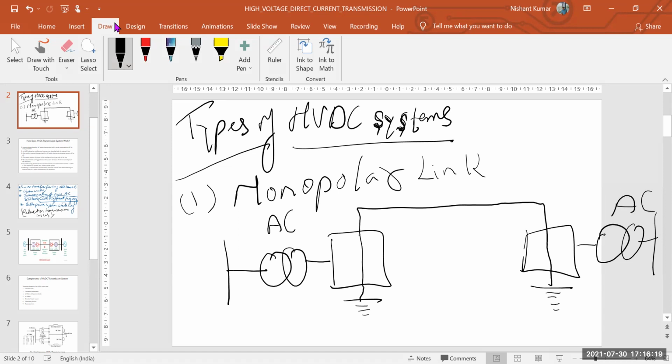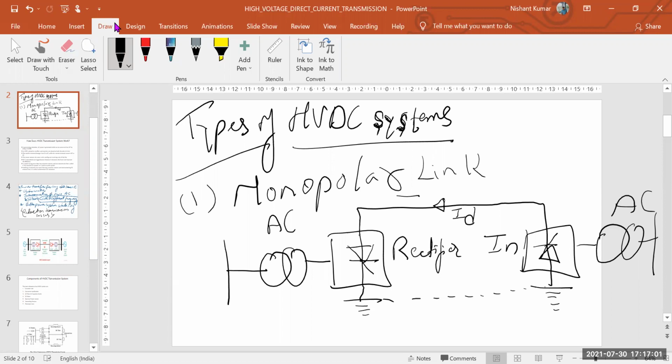Inverter. Fine. Now, this is one of the methods of transmitting your HVDC power.